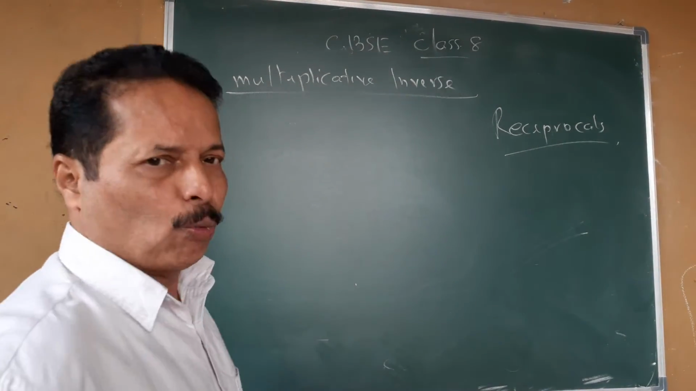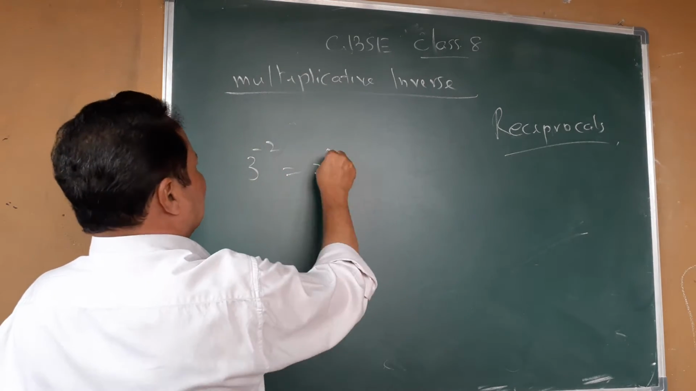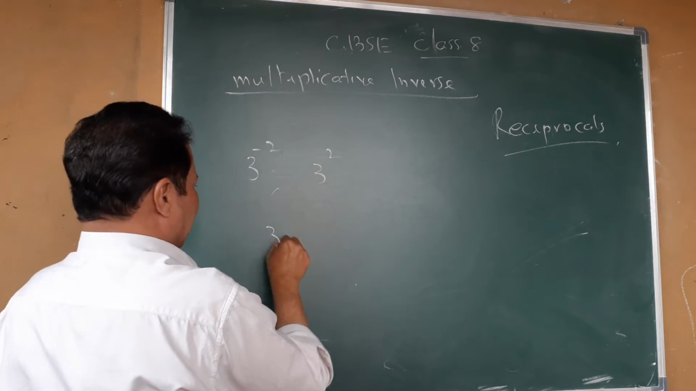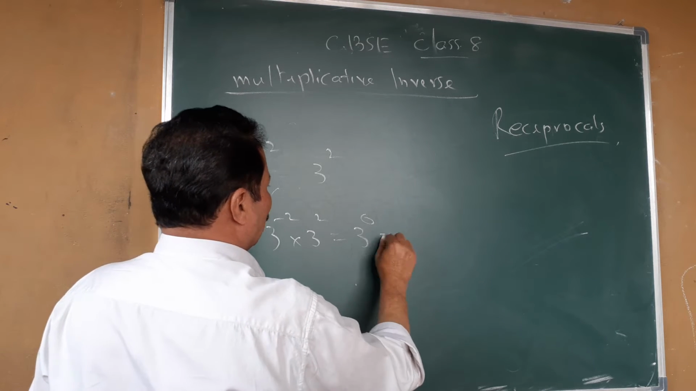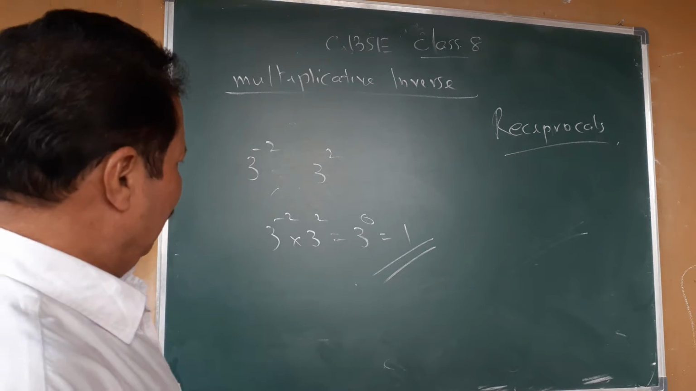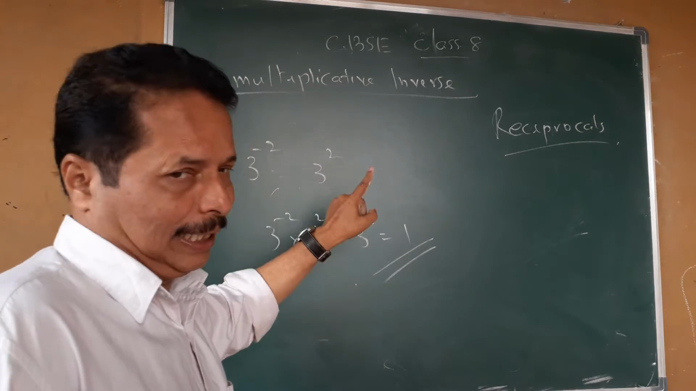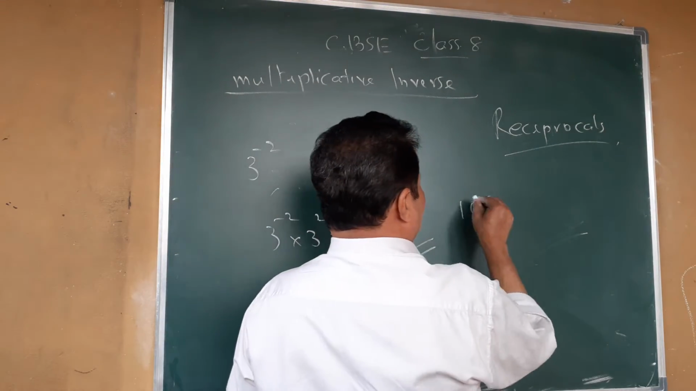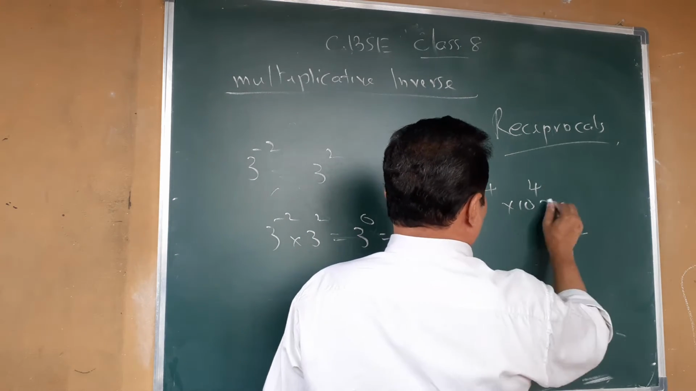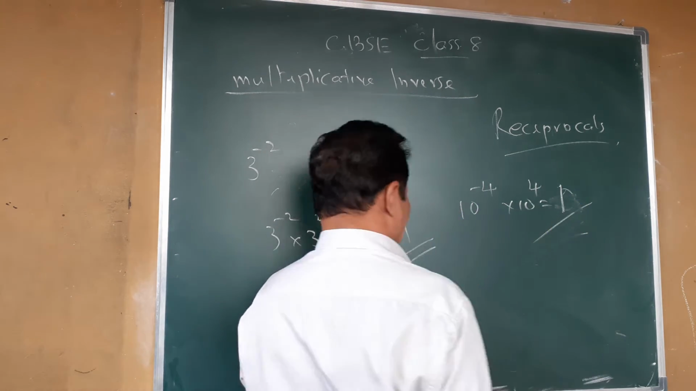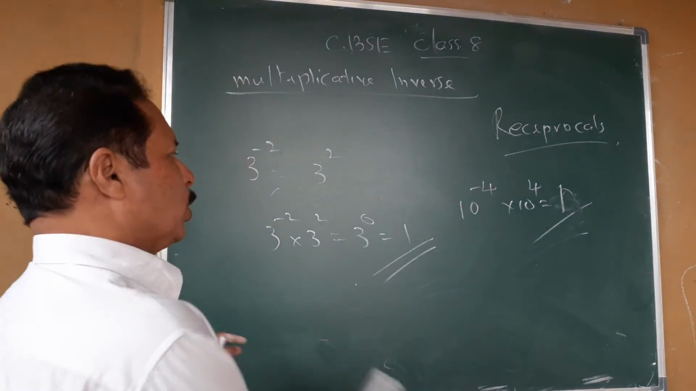Then our question is, what is the multiplicative inverse of 3 raised to minus 2? Your answer is 3 raised to 2. Look here. 3 raised to minus 2 into 3 raised to 2 is 3 raised to 0. You get 1. Okay. So the multiplicative inverse of 3 raised to minus 2 is 3 raised to 2. What is the multiplicative inverse of 10 raised to minus 4? Your answer is 10 raised to 4. So if you multiply, you get 10 raised to 0 and that's equal to 1.